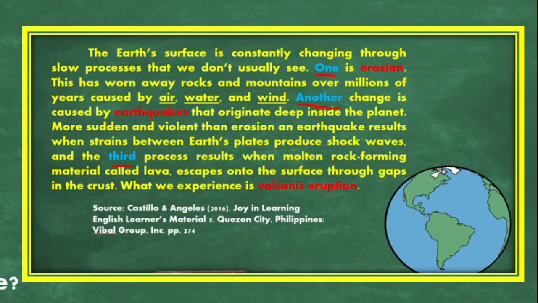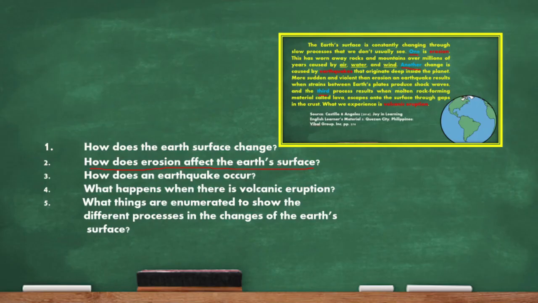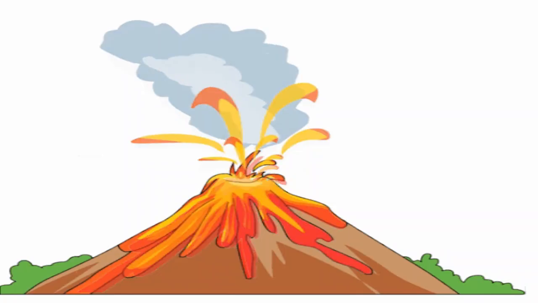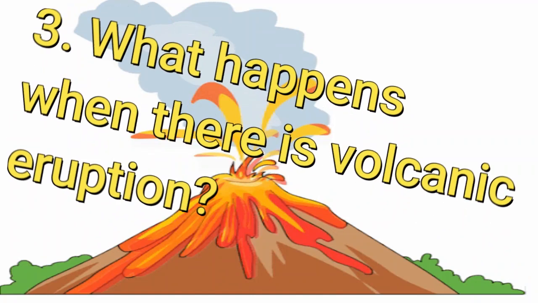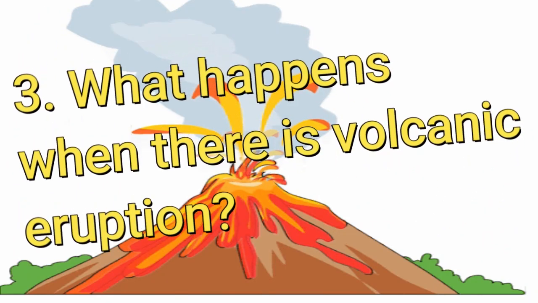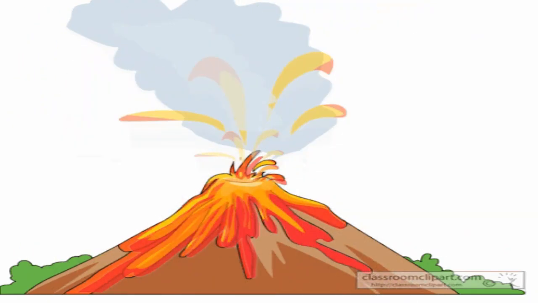Next, let's answer question number 4. What happens when there is volcanic eruption? What will happen if there is volcanic eruption? The answer is correct.